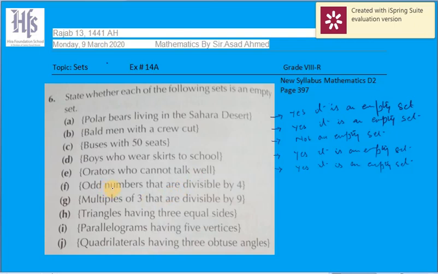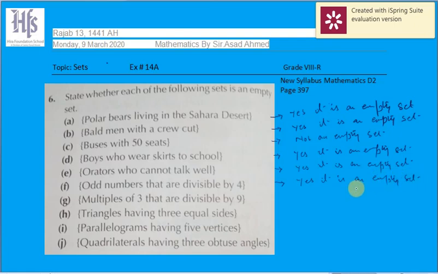And part F, odd number that are divided by 4. So no odd number is there which is divided by 4. 4 is an even number, so yes, it is an empty set.